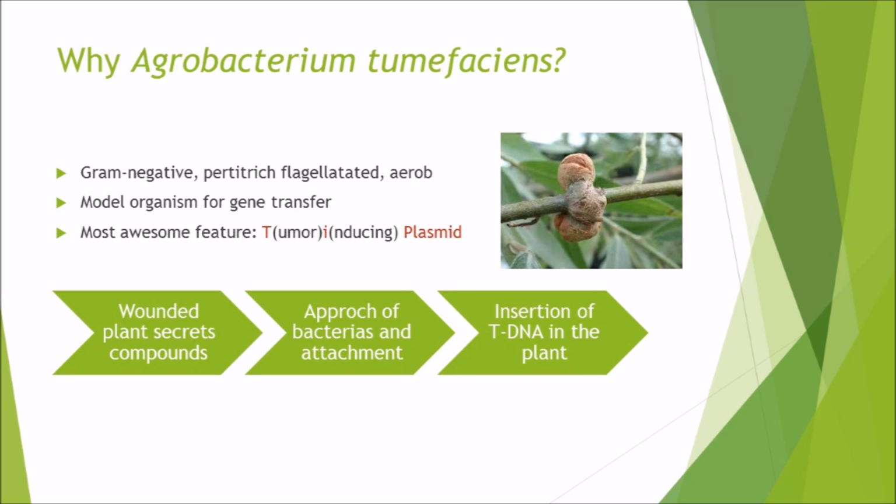Why do we use Agrobacterium tumefaciens for the transformation? The general features of this bacterium are that it is gram-negative, aerobe and peritrichously flagellated. But its most awesome feature is that it has a T plasmid. This plasmid induces tumors in dicotyledonous plants.